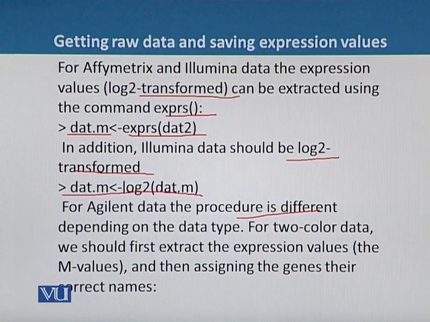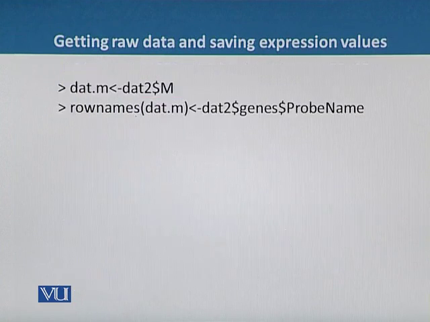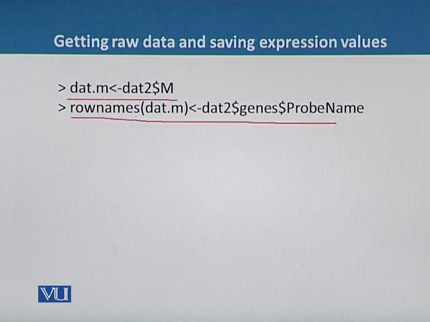For two-color data, we should first extract the expression values and then assign the genes their correct names. So we can use these commands dat.m and row names, and we can assign the names, and we can retrieve the names of the probes as well.